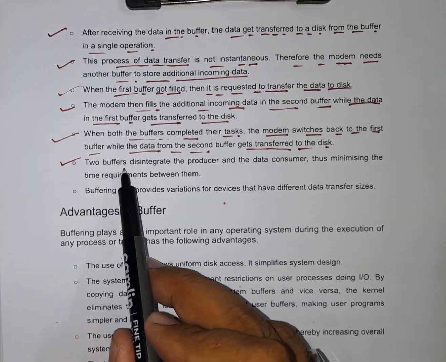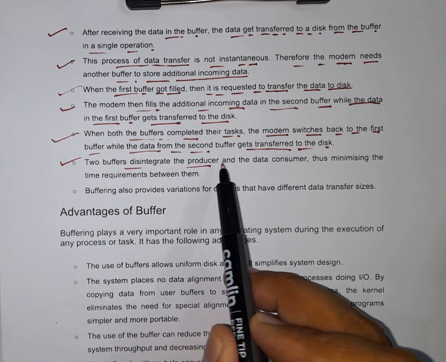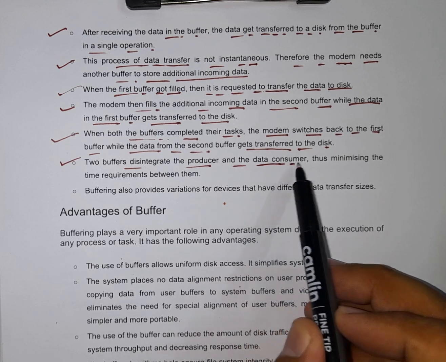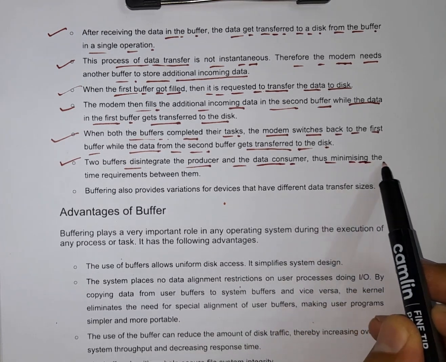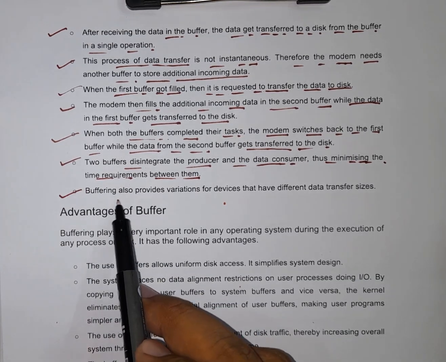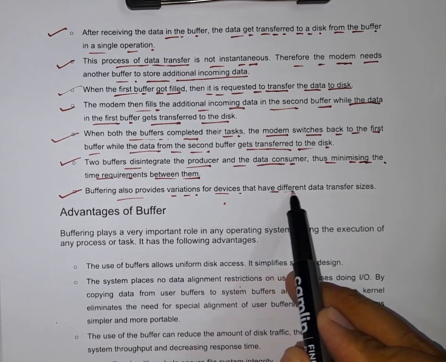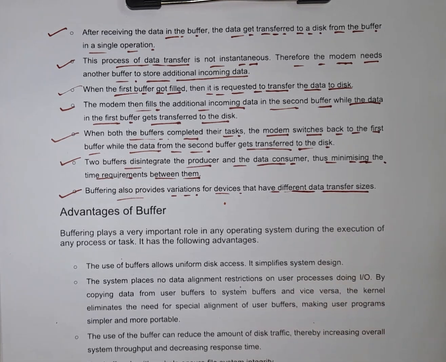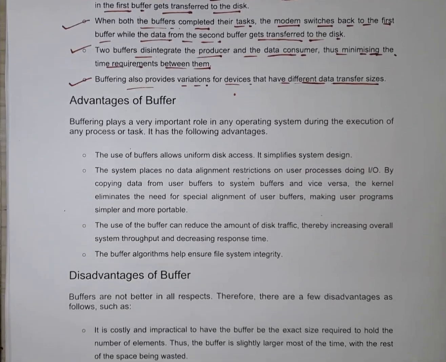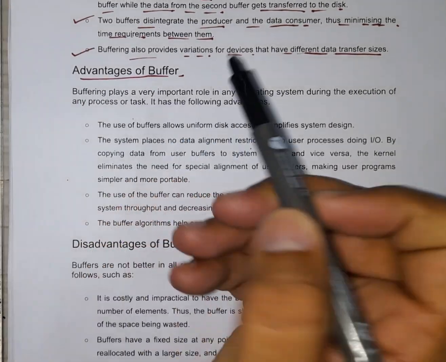Another one, two buffers decouple the producer and the data consumer, thus minimizing the time requirement between them. Buffering also provides adaptation for devices that have different data transfer sizes. And another one, advantage of buffer.